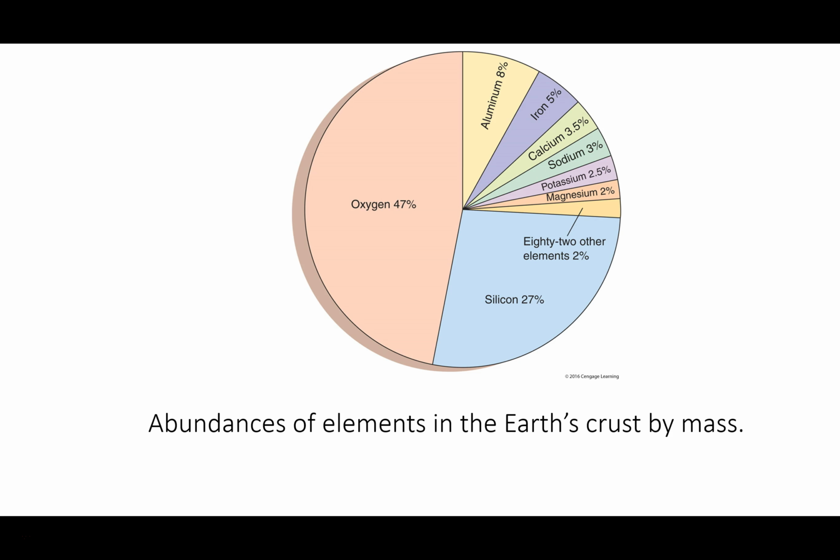So this one is the Earth's crust. So what's the most abundant element in Earth's crust? Oxygen. What's the second most abundant? This is first. What's second? I'm liking silicon. How about third? Aluminum. Yep. So that's the Earth's crust.